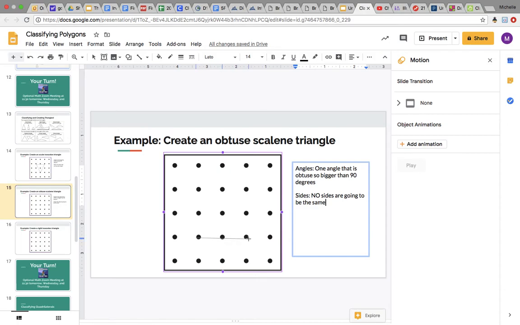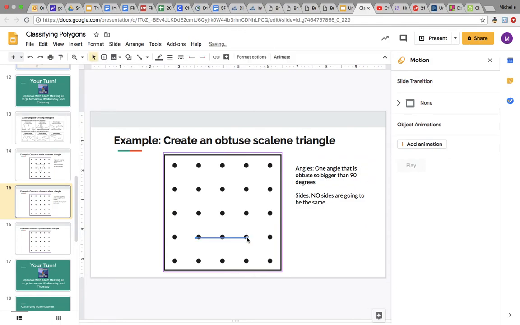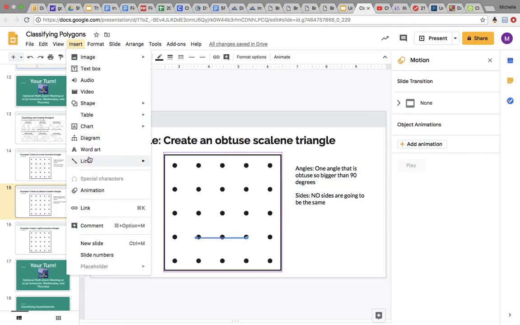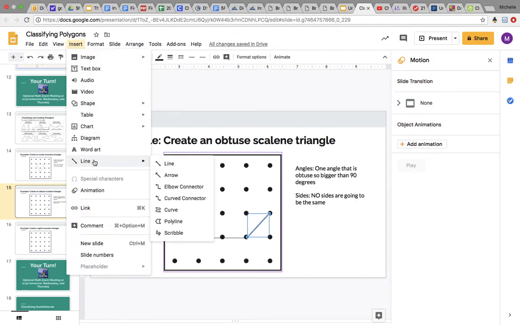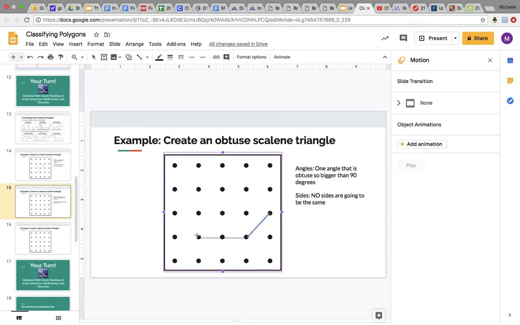So I'm going to start with having my first line of my triangle go this way. All right. Now I want to focus on getting that obtuse angle. So I'm going to draw my next line going this way, because I know that if I go straight up, that's going to be a 90-degree angle, but I need this angle to be bigger than 90 degrees. Okay, so I'm going to curve it out that way. All right, let's add our final line, and we're going to link these two together.